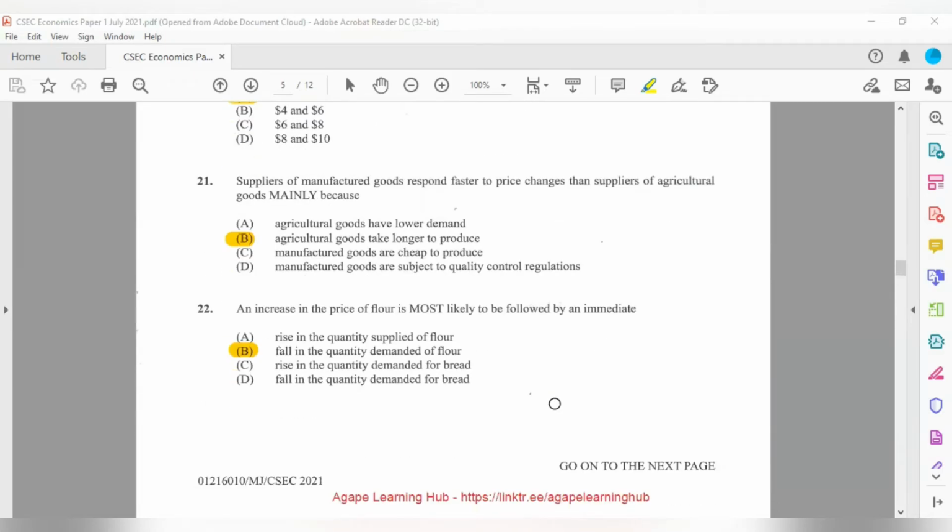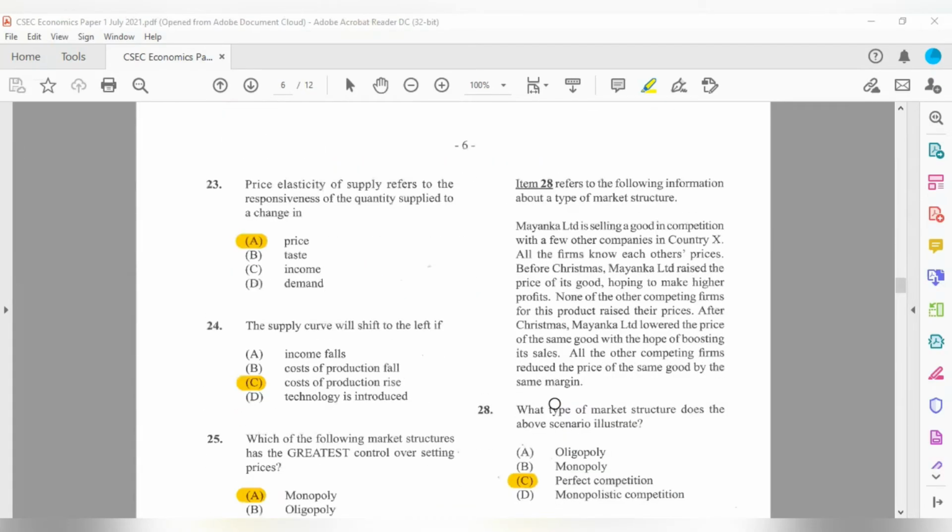22, an increase in the price of flour is most likely to be followed by an immediate B, fall in quantity demanded of flour. 23, price elasticity of supply refers to the responsiveness of quantity supplied to a change in A, price. 24, the supply curve will shift to the left if C, the cost of production rises.